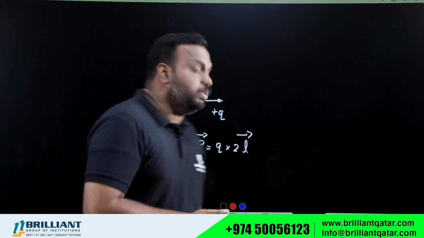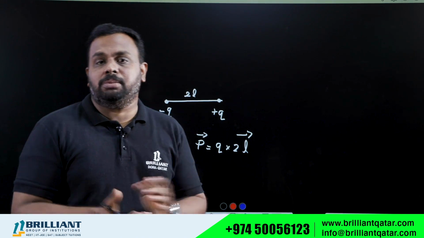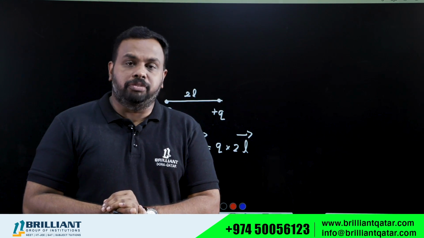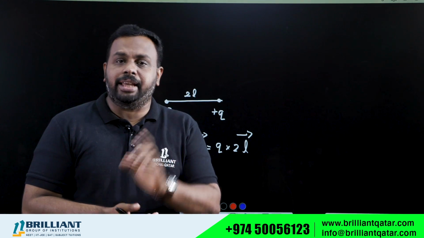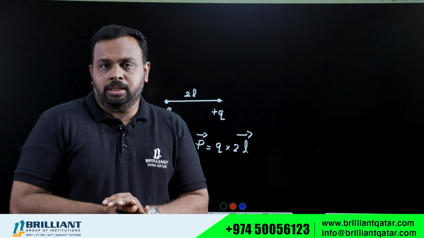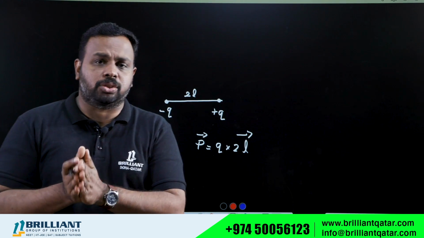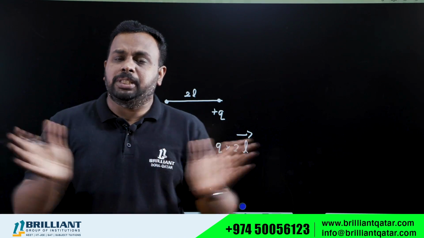Okay, so let's begin with a uniform electric field. What is the meaning of a uniform electric field? To say an electric field is uniform, you know that its magnitude and direction should be the same everywhere. So if you're considering a region where a uniform electric field is present, it means the magnitude and direction of electric field intensity should be the same.